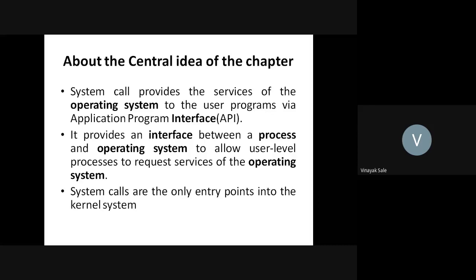Then what is the central idea of the chapter? The system call provides the services of the operating system to the user program via application program interface, that is API. It provides an interface between process and operating system to allow user level processes to request services of the operating system. The system calls are the only entry point to the kernel system.